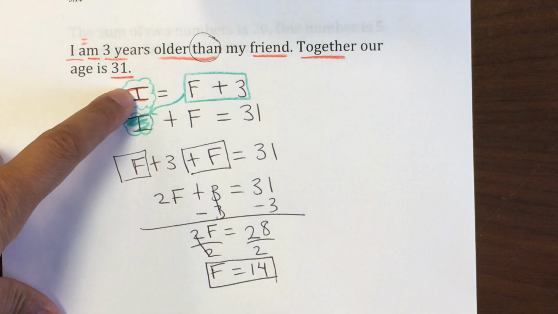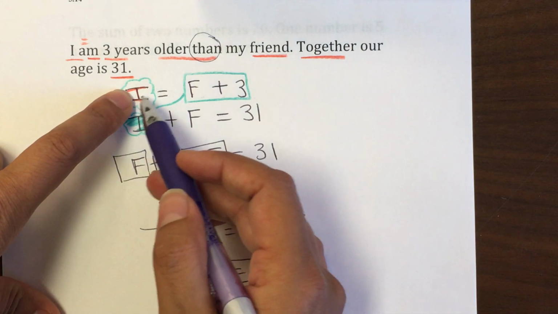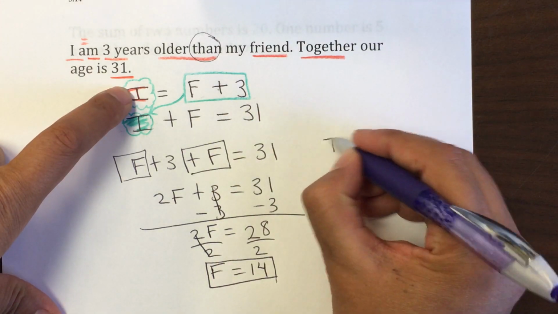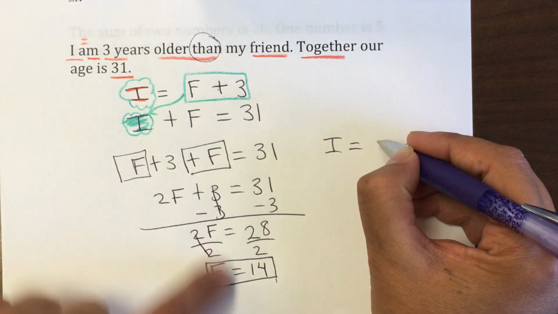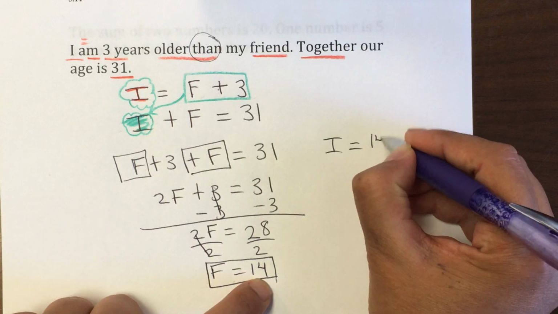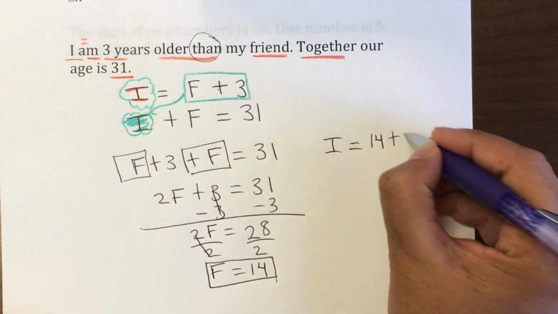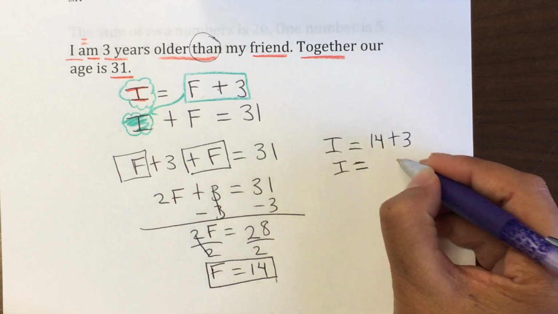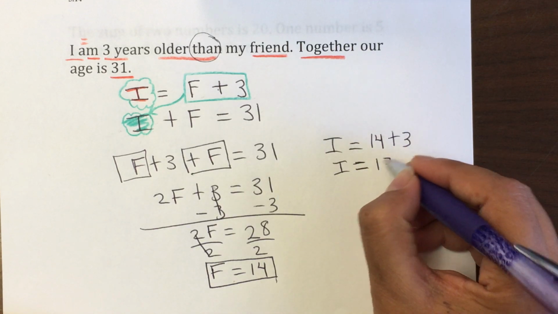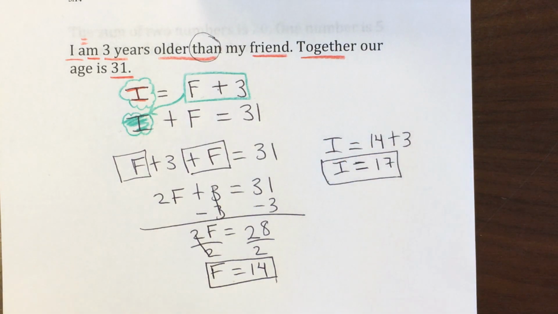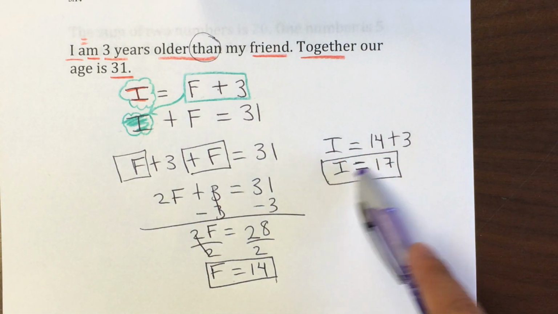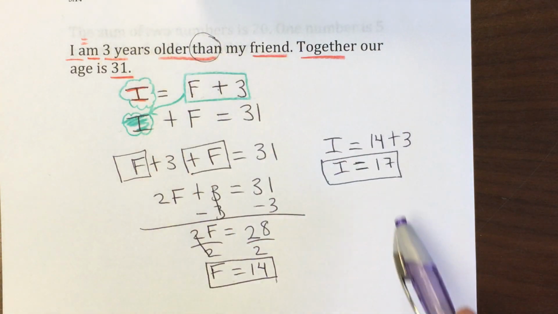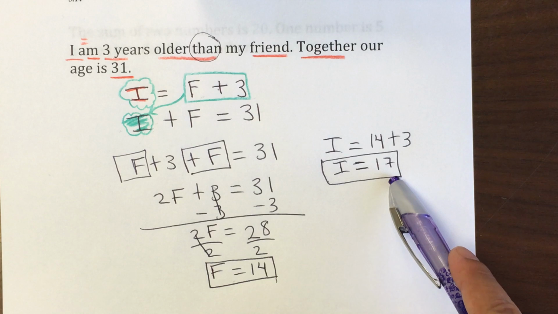How old am I? Well, it says I am 3 years older than my friend. So I'm going to use the first equation. I am the age of my friend, which is 14, plus 3. And so I am 17 years old. Okay? So now let's check. If I am 17 and my friend is 14, am I 3 years older than him or her? Yes.